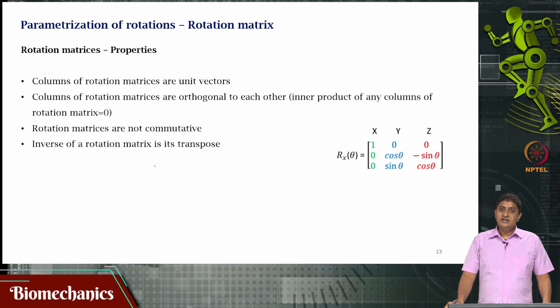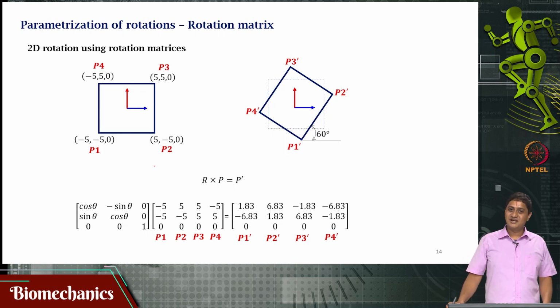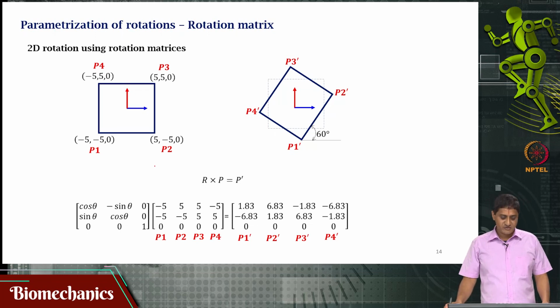Also, the inverse of a rotation matrix is its transpose, a very useful property. Now, let us say that we have this square whose coordinates are defined by these points as shown. Actually, we are having only 2 coordinates, just the x coordinate and y coordinate, where point 1 is minus 5 comma minus 5, point 2 is 5 comma minus 5, point 3 is 5 comma 5 and point 4 is minus 5 comma plus 5.